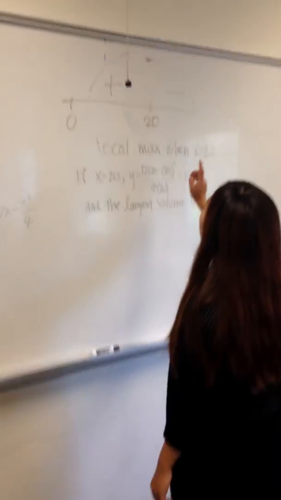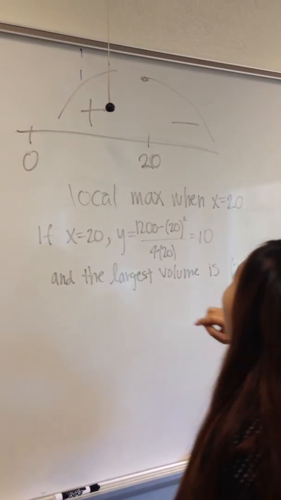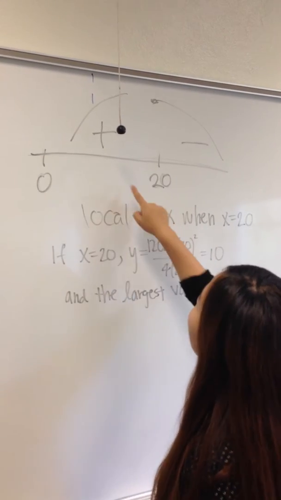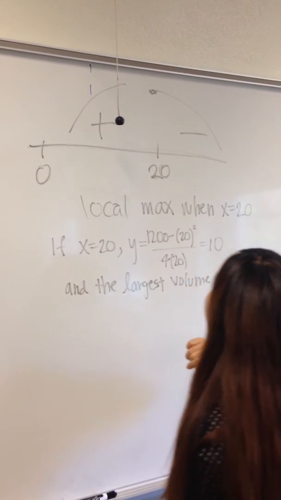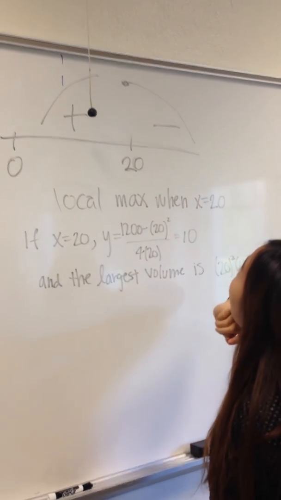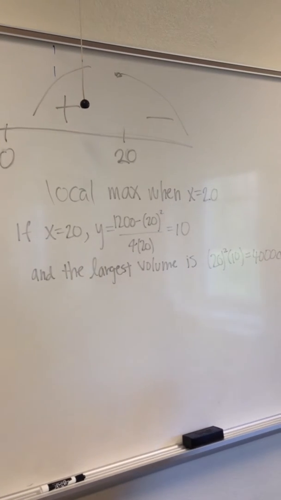So we made a sign chart in order to see whether there's a maximum. So between 0 and 20, the derivative of V was positive, and then after x equals 20, it was negative. So the sign change indicates that there's a maximum at x equals 20.